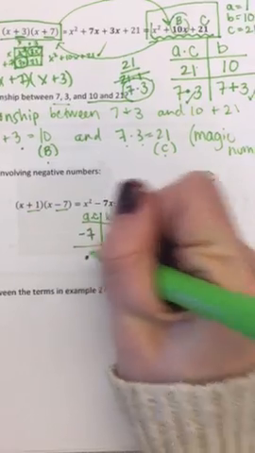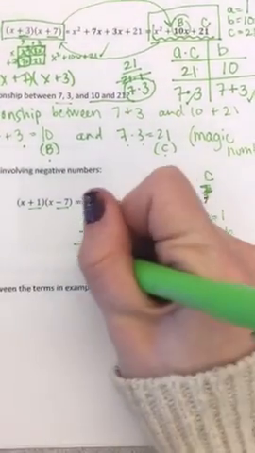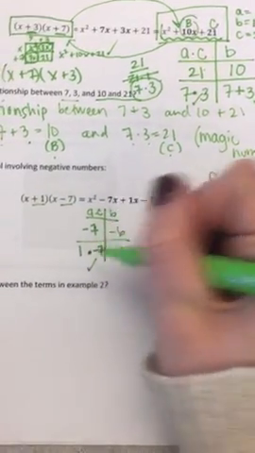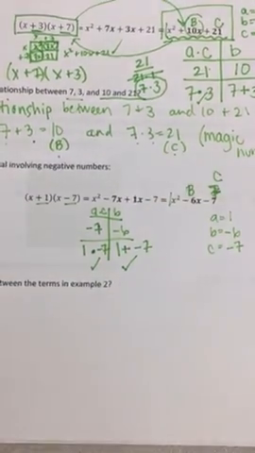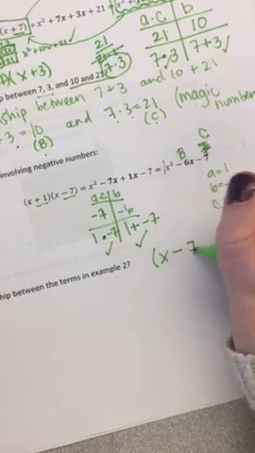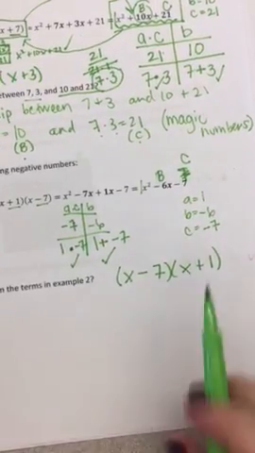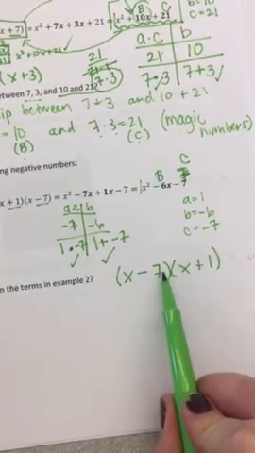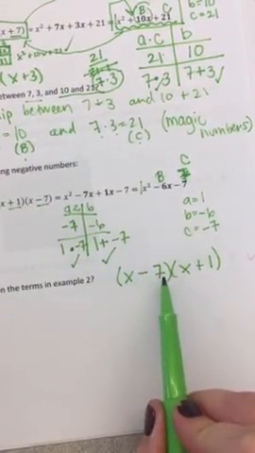That means they multiply to -7 and add to -6. Let's check. 1 times -7. Is that -7? Yes. 1 plus -7. Is that -6? Yes. So that would be my two magic numbers, x minus 7, x plus 1. Again, it doesn't matter if I wrote it x plus 1, x minus 7, as long as I keep the sign with the right number. This was -7, so it needs to be -7.